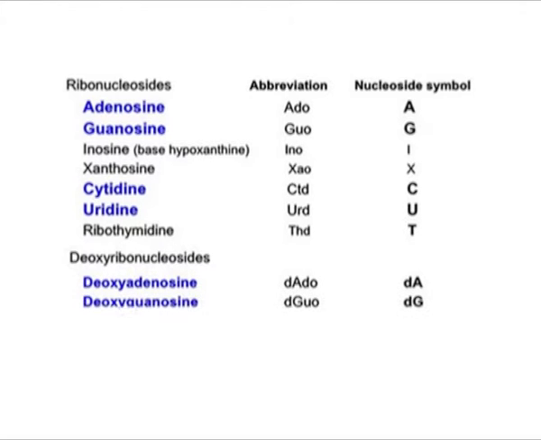Deoxyribonucleosides: deoxyadenosine, DADO, dA. Deoxyguanosine, DGUO, dG. Deoxycytidine, DCTD, abbreviated as dC. Thymidine, DTHD, abbreviated as dT. Nucleotides are usually named as the phosphates of their nucleosides. In the nucleotide, the numerical locant 5' may be omitted. In the nucleoside 3' or 2' phosphate, the locant for phosphate must be given.